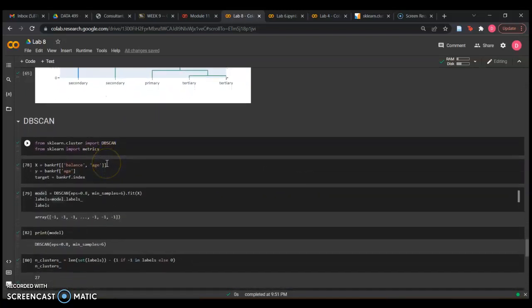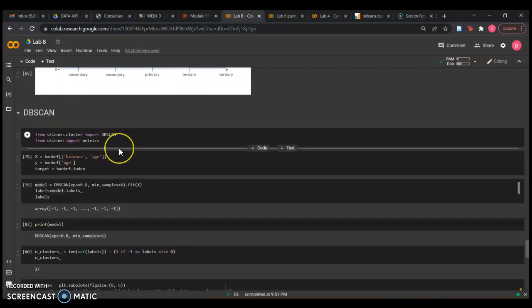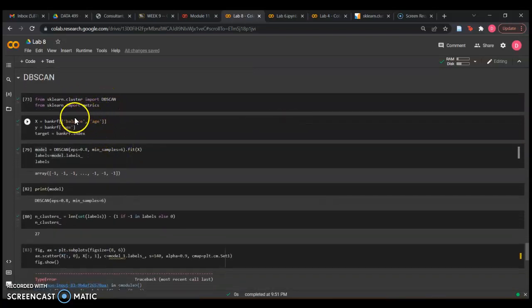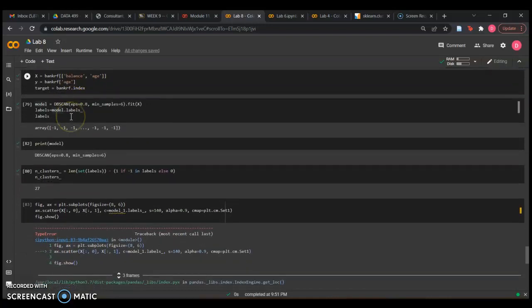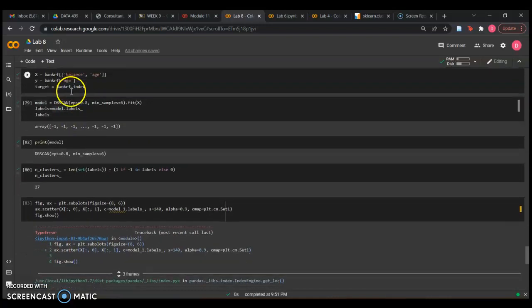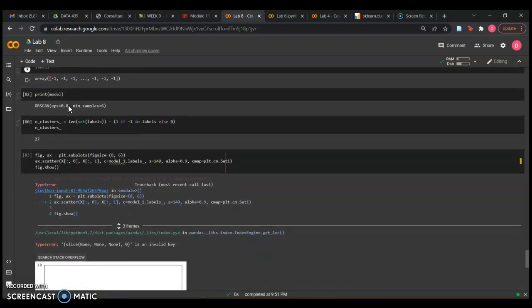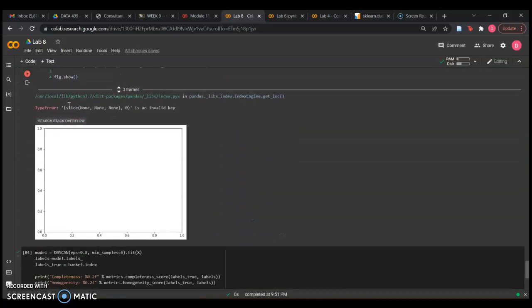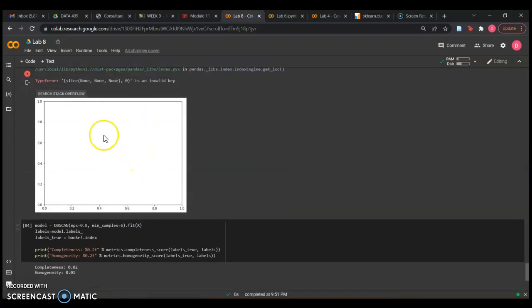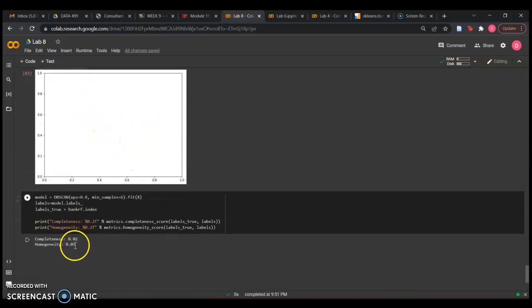And then over here, I started doing the DBSCAN. So this is how I set it up, taking balance and age. And then I did have some difficulty plotting this, but like it says right here, if we check how good of a model this is, it says that completeness is only 0.02, so 2%, and homogeneity is only 0.01, so 1%.